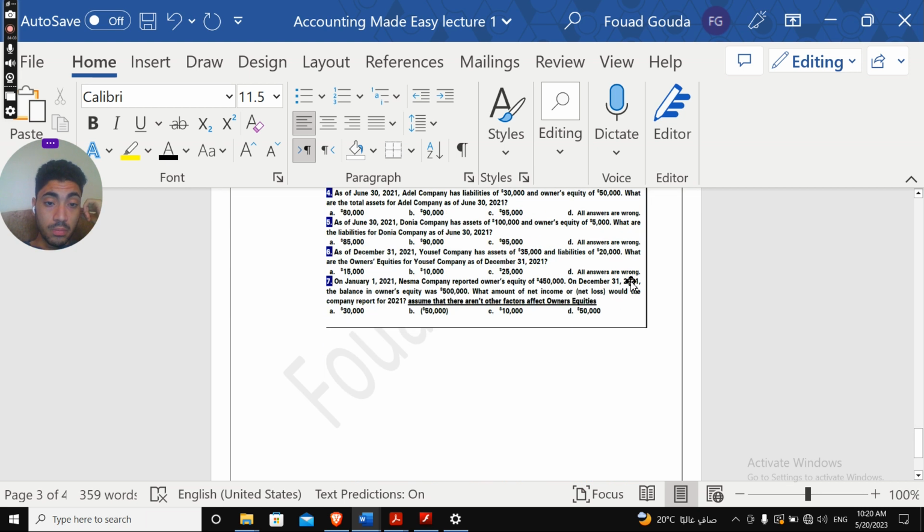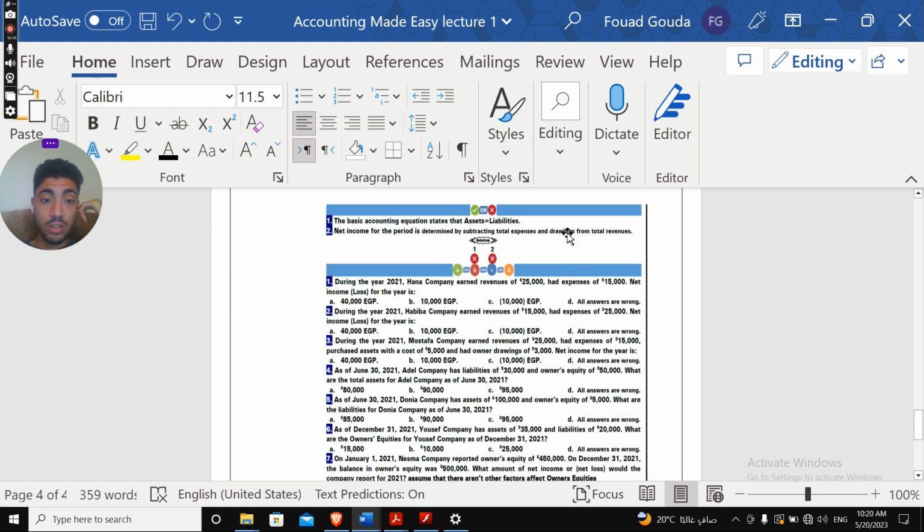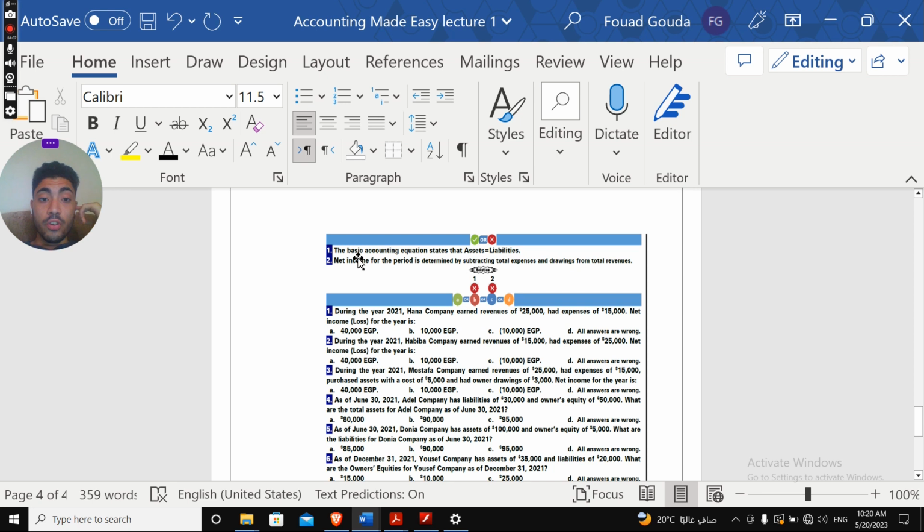We have some questions here to answer. First off, the basic accounting equation states that assets equal liabilities. Is that right? Okay, let's review. Assets equal liabilities plus owner's equity. Can I see owner's equity? No, so it's wrong.